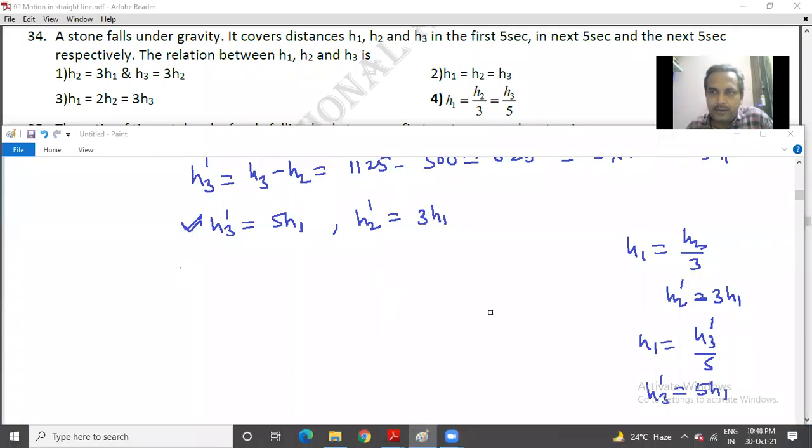In my next video, I'll explain a few questions based on equations of motion when a body is thrown vertically upwards.